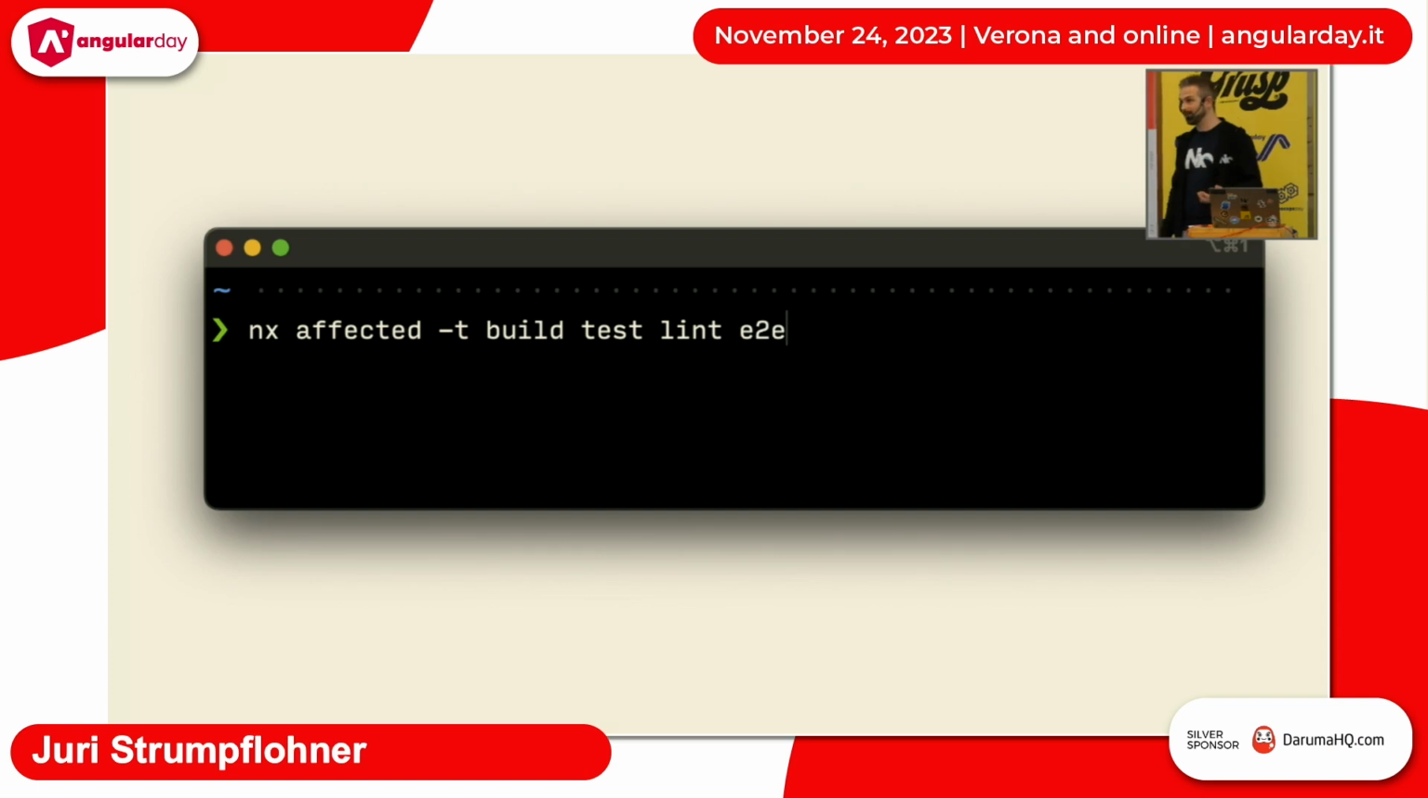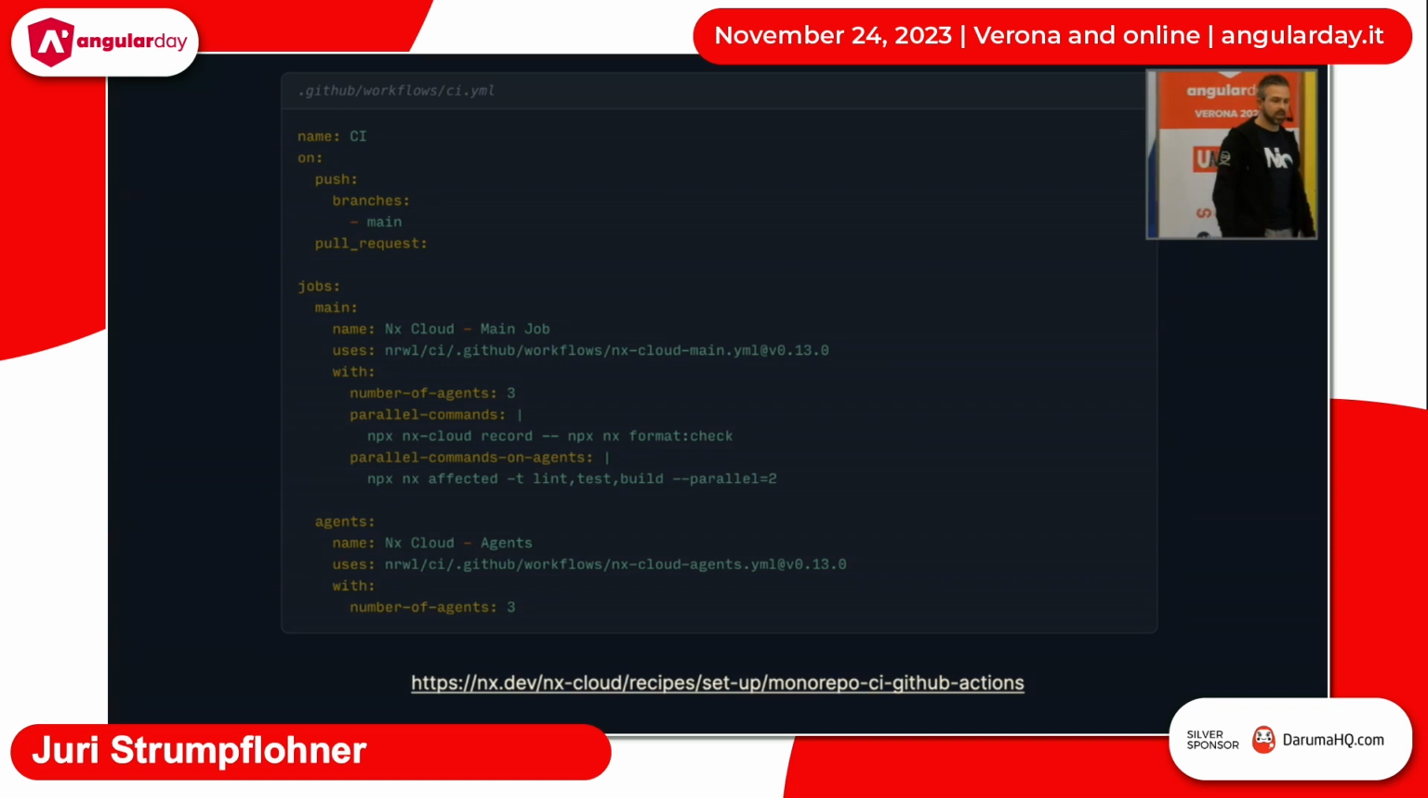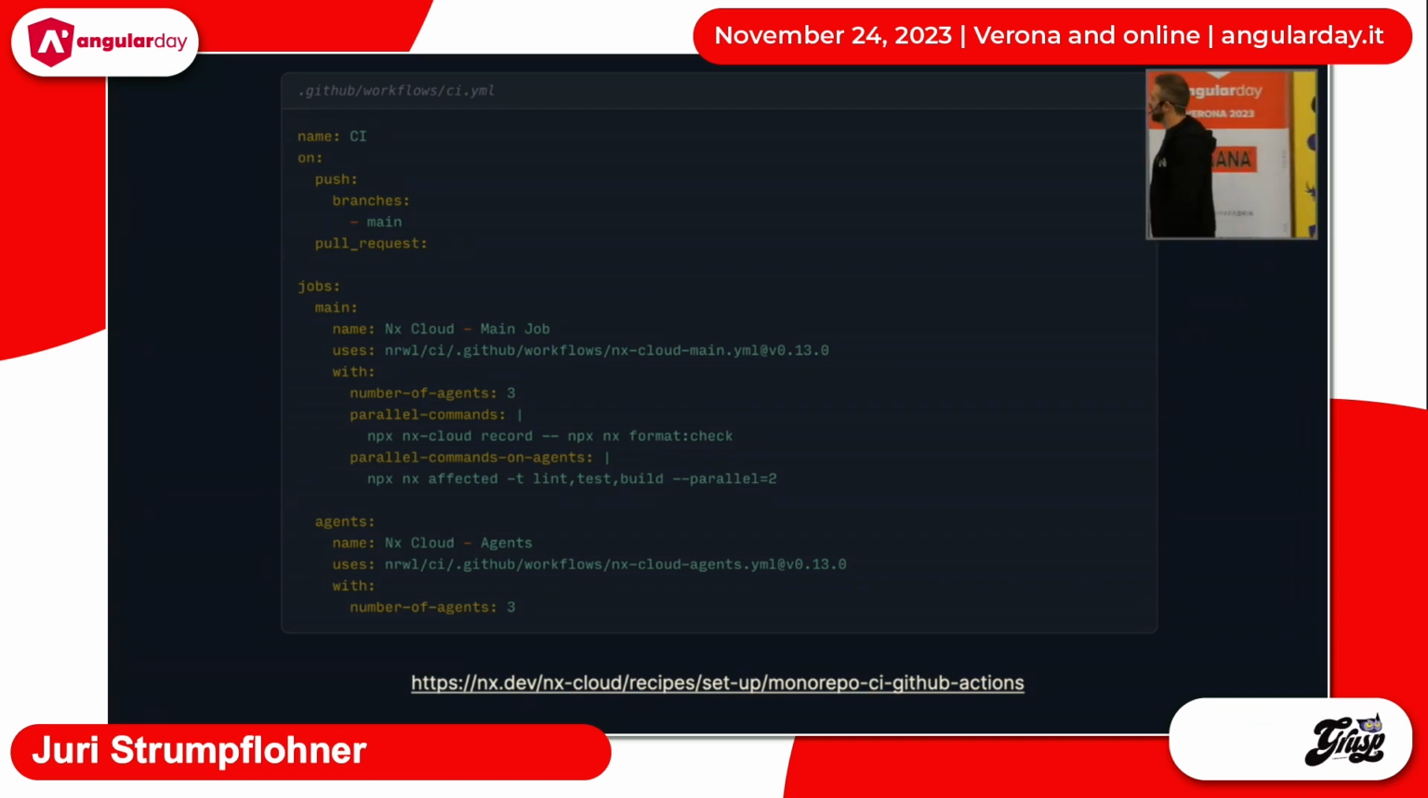So how do you enable that? Well, we have on our docs a couple of different examples where you can enable that. This is a GitHub Actions example, but you can see here at the bottom, you define the agents. So in this case, 3 agents. It uses a template for GitHub. And then up here, you just run the command to record the whole formatting stuff, and then you just run the actual command.